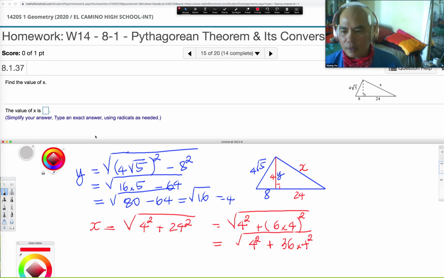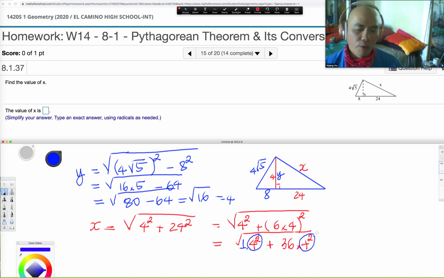So look at over here. You have 4 square. It's like a chicken. All right. So no number in the front means 1 4 square, 1 chicken. And you add with 36 4 square or 36 chicken. So that you come out 37 chickens, or your chicken is 4 square.